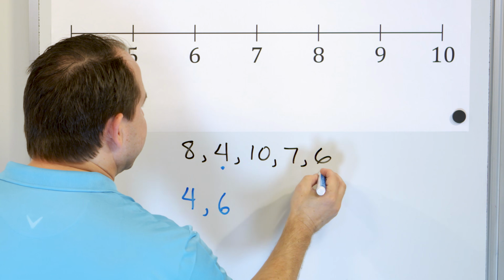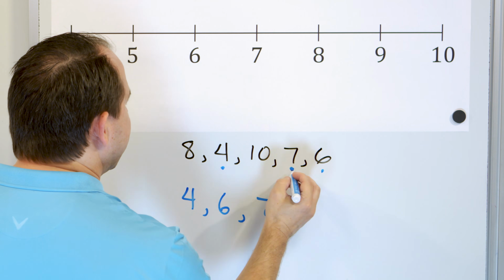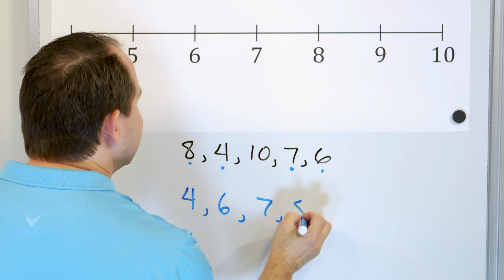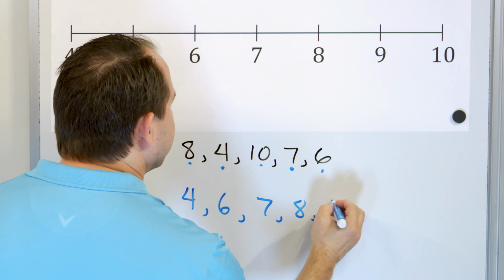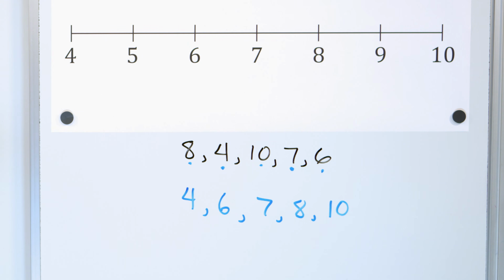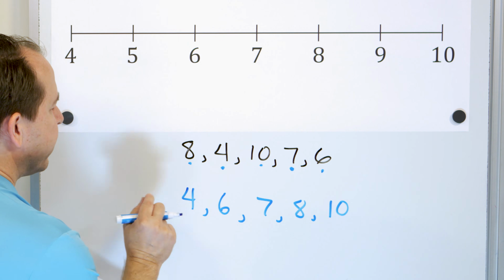Then 6 is the next largest. Then 7 would come next. And then 8 would come next, and then 10 would come last, like this. All right? So here we have it in order from least to greatest.